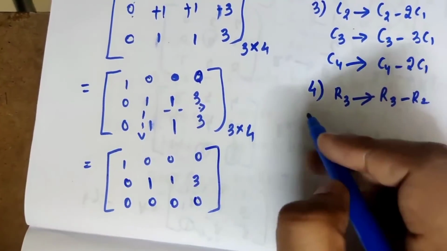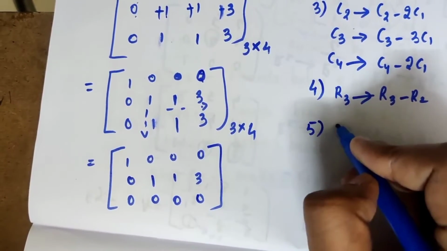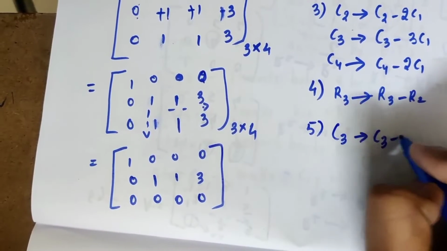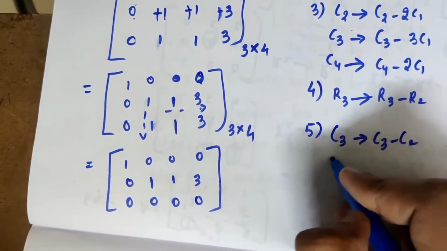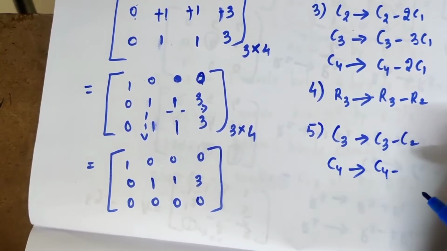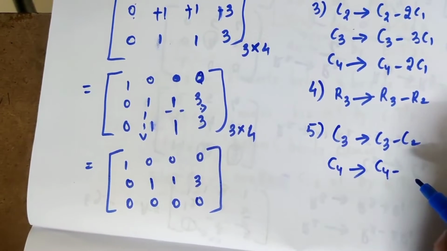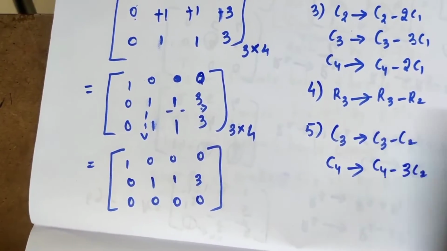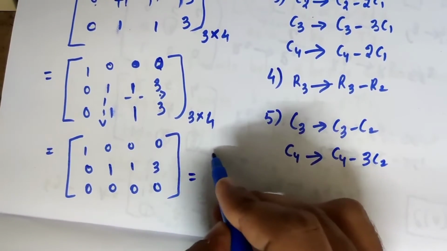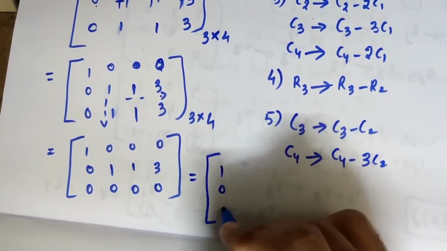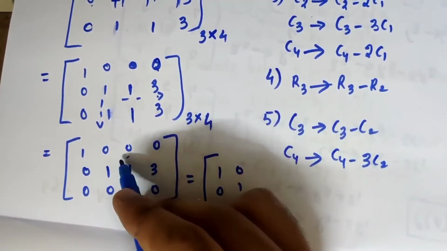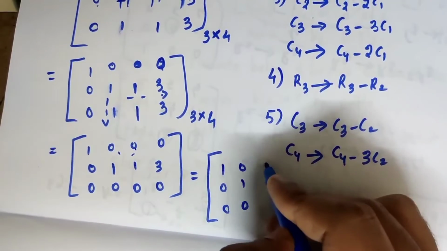For that I will do the fifth step. In the fifth step I am going to do C3 implies C3 minus C2 and C4 implies C4 minus 3C2. Okay, now what will I get? For this I am going to get 1 0 0. This is same for me. 0 1 0. This is also going to be same. C3 minus C2, so 0 minus 0, 0.